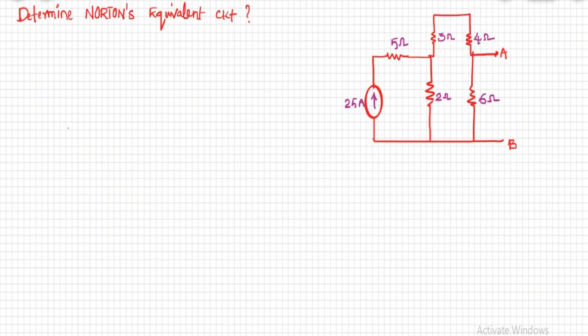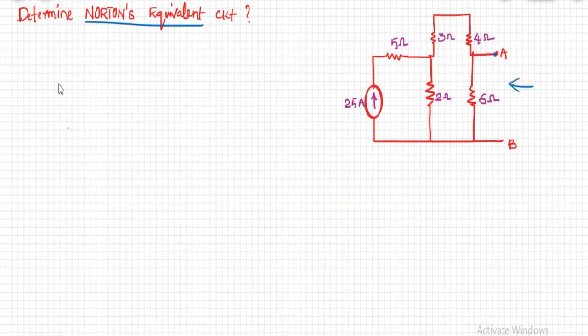Hello students, so let us have another problem. Here we need to determine Norton's equivalent circuit for the given circuit. So this is the circuit. We need to find Norton's equivalent circuit from A and B terminals.